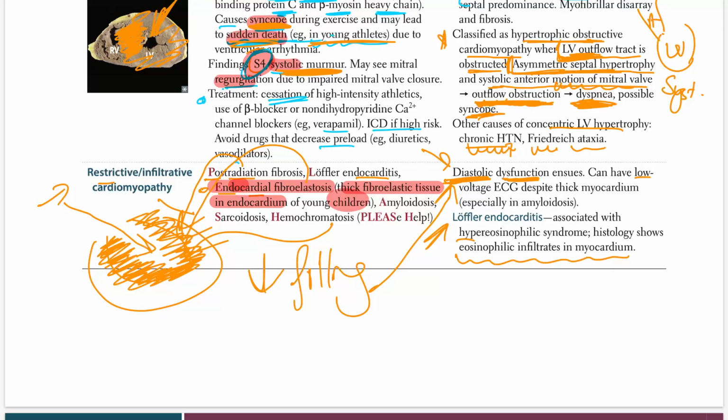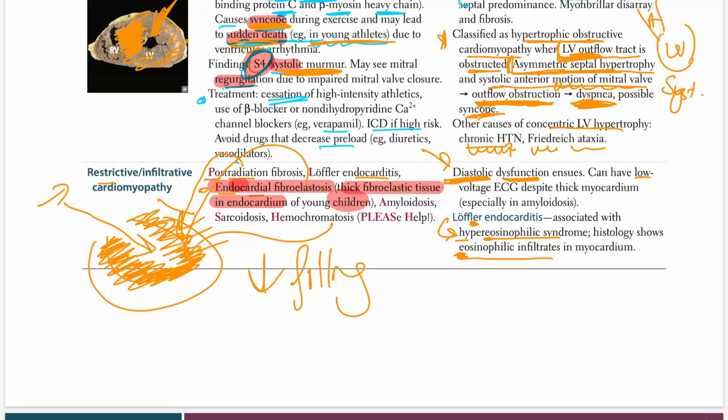So the mnemonic for this Loeffler one is going to be your E's. So Loeffler, eosinophil, right? E for Loeffler, eosinophil, so eosinophils. So you will see Loeffler is associated with eosinophilic syndromes, hypereosinophilic syndromes, and you will see eosinophilic infiltrates. So all the E's with the Loeffler.